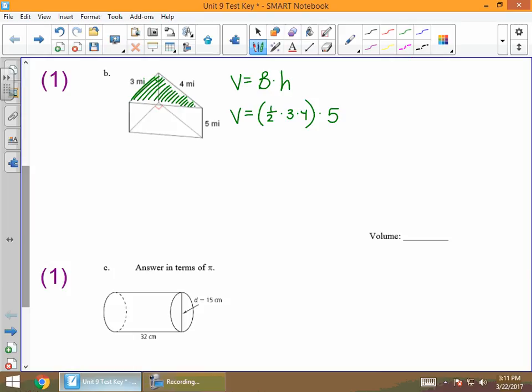All right, so this volume then, 1/2 of 3 times 4. Well, 3 times 4 is 12, and 1/2 of 12 is 6, times 5 is 30. So this volume is 30 miles cubed. Cubic miles.